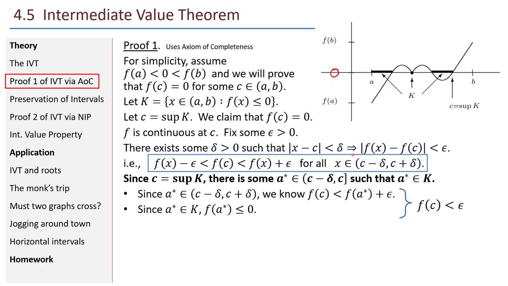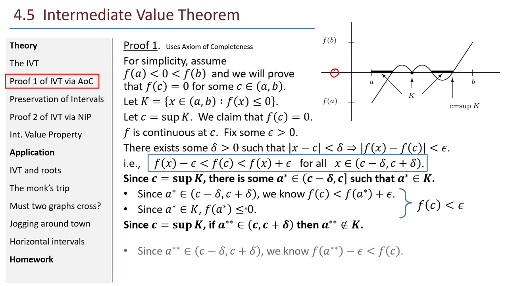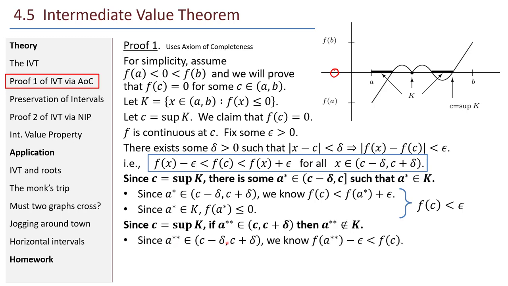All right. Now, what if I take something a little bit greater than c? Since c is the supremum of k, if a double star is just a little bit more than c, then a double star can't be in my set k. And I'll choose that a star just a little bit more than c, but still within delta of c. Well, since a star is within delta of c, we know, all right, now where do I have it?